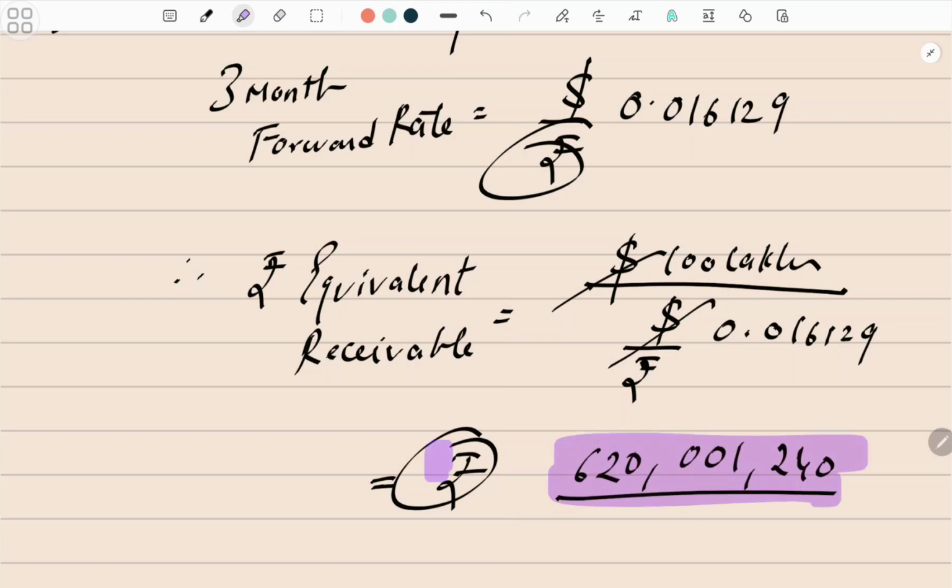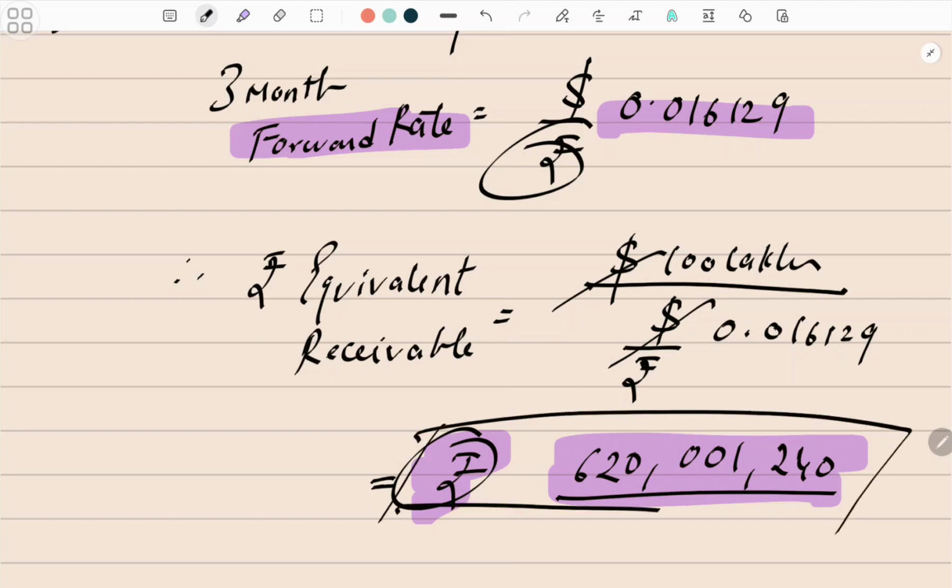So this is your amount receivable in rupee if you are using the forward contract, if you are hedging that 100 lakh receivable using the 3-month forward rate of 0.016129. Okay, so this is the amount that is fixed. So now standing at spot using the forward rate, you know that after 3 months this is the amount that you will be receiving. Okay, but this is using the forward rate. So this is the first part.